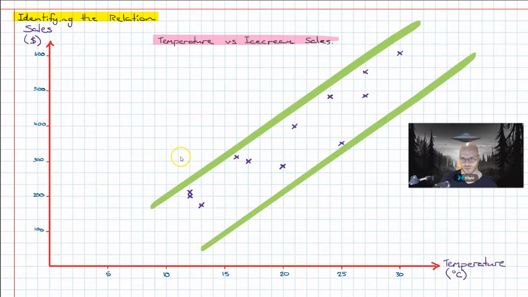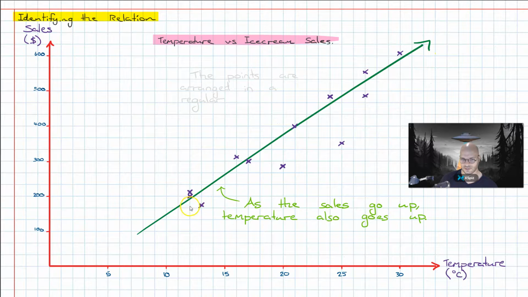Now, looking at this one, what we can see is that the data itself seems to be going from the bottom left of the graph and trending upwards to the top right of the graph. What we can see from this is that the points are arranged in a regular and repeatable pattern. Analyzing this a bit further, we could visualize the points as forming a line, and it's pointing upwards to the right.